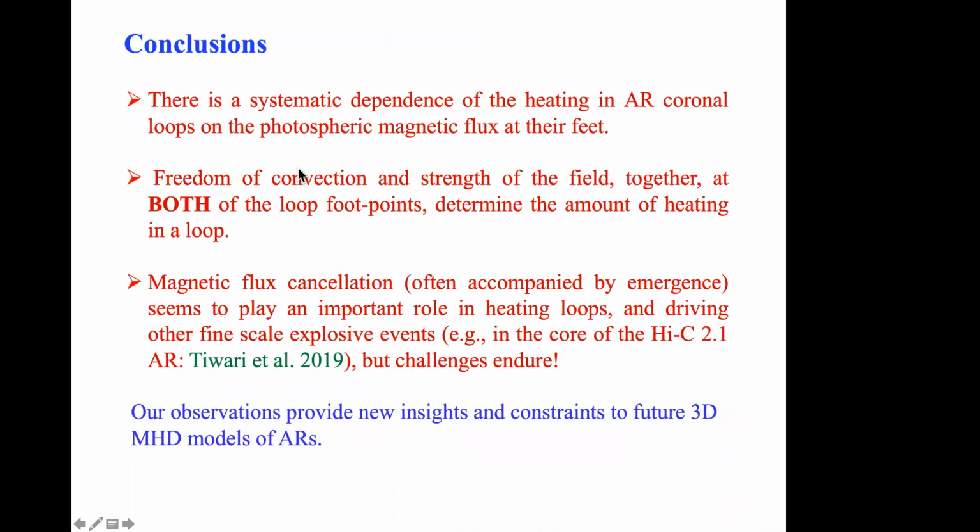In conclusion, there is a systematic dependence of the heating in active region coronal loops on the photospheric magnetic flux at their feet. Freedom of convection and strength of the field together at both of the loop foot points determine the amount of heating in a loop. Magnetic flux cancellation, which is often accompanied by emergence, seems to play an important role in heating loops and driving fine-scale explosive events, but challenges endure. Our observations provide new insights and constraints for future 3D MHD models of active regions.